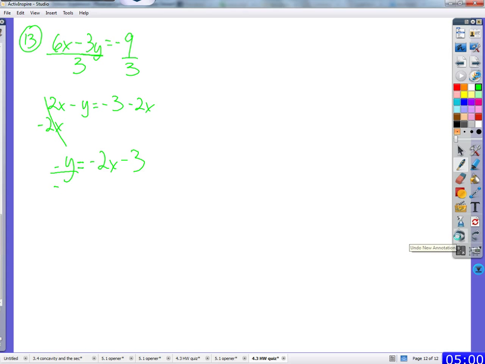So if we divide by negative 1, negative y divided by negative 1 is positive y. Negative 2x divided by negative 1 is 2x. Negative 3 divided by negative 1 is 3. Y equals 2x plus 3. That's the slope-intercept form.